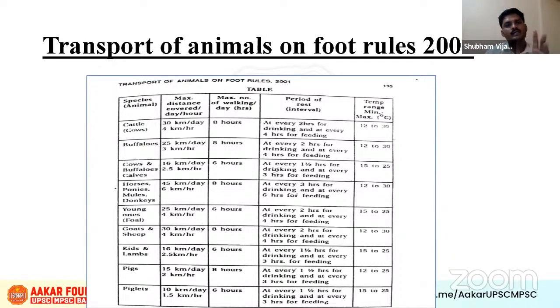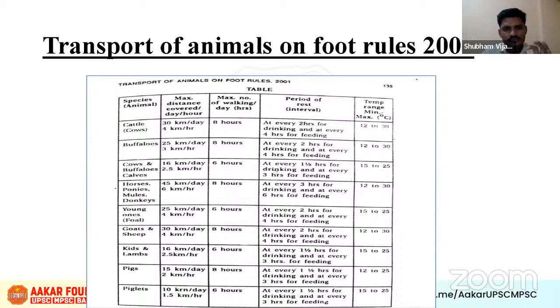Starting with it, we'll take species, then maximum distance, maximum hours, period of rest, and temperature range. The first one is cattle. Maximum distance covered is 30 kilometers per day, or 4 kilometers per hour at most. They should be walked 8 hours, especially cows, with rest after every 2 hours. The temperature range could be between 20 to 30 degrees Celsius.